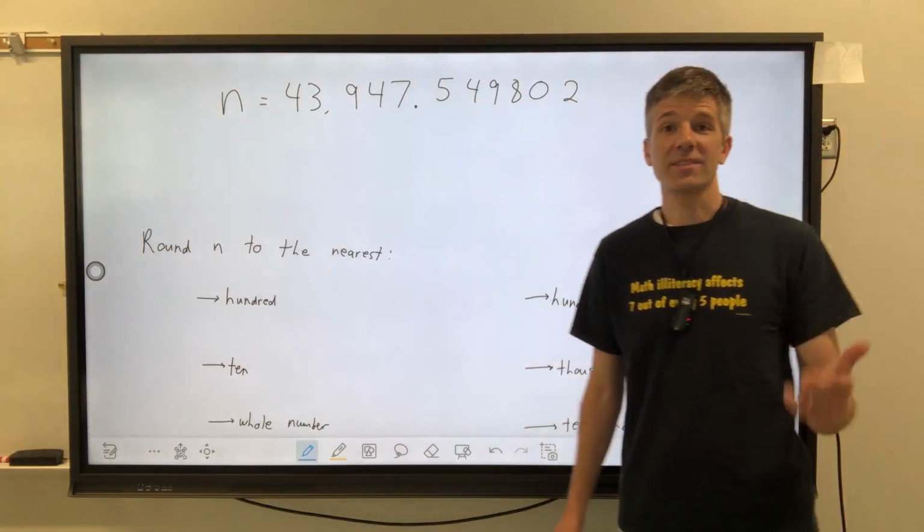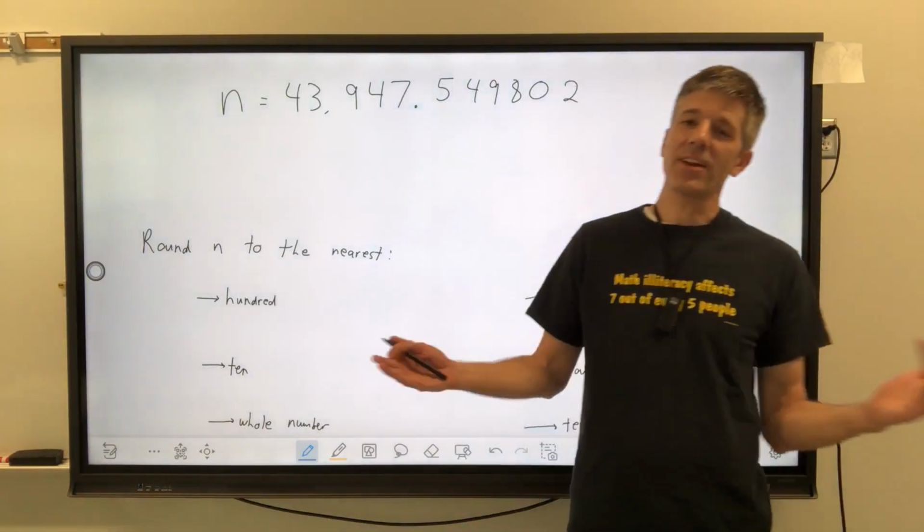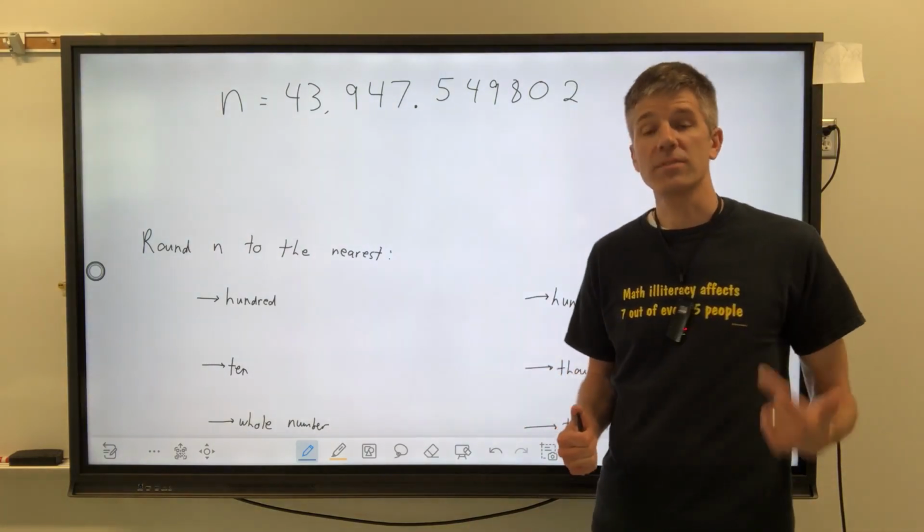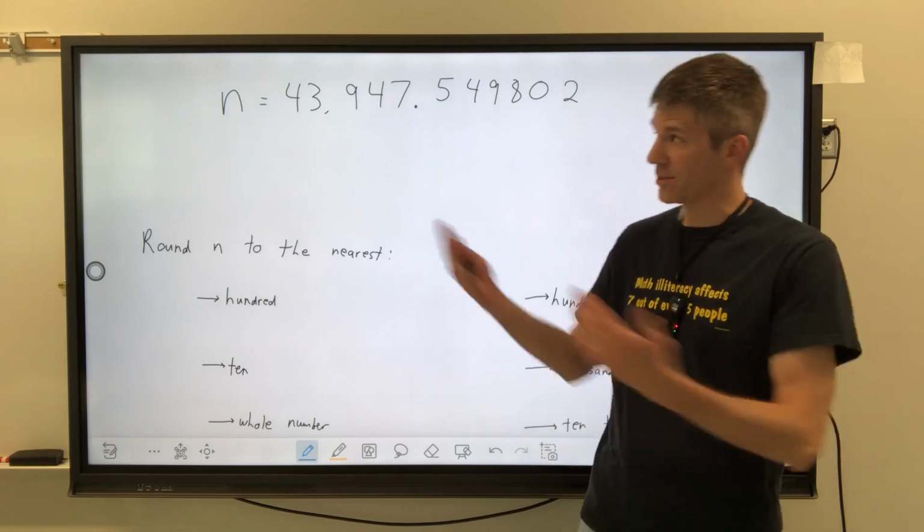Rounding might seem really simple. However, it's necessary to review simple things sometimes. And what we're going to do is start by talking about place value and what each of these digits represents. So let's read the number.